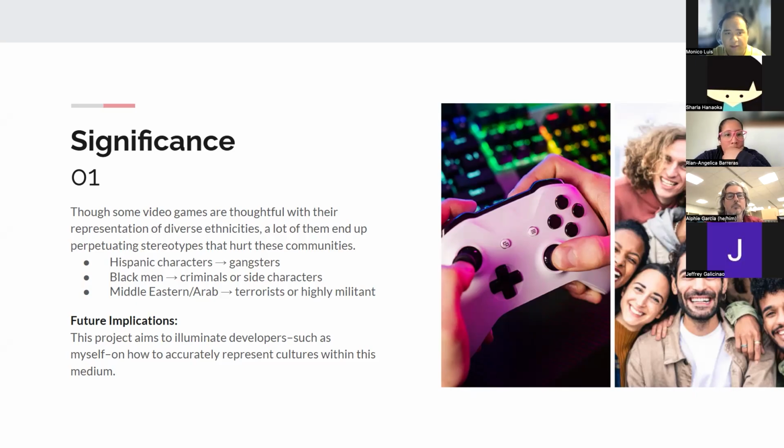And I found that Hispanic characters typically were portrayed as gangsters. Black men were typically portrayed as criminals or side characters in predominantly white spaces. And then Middle Eastern slash Arab characters were typically portrayed as terrorists or being highly militant. And these are only some of the stereotypes that I found. And so this project aims to educate developers such as myself on how to accurately represent cultures within this medium.